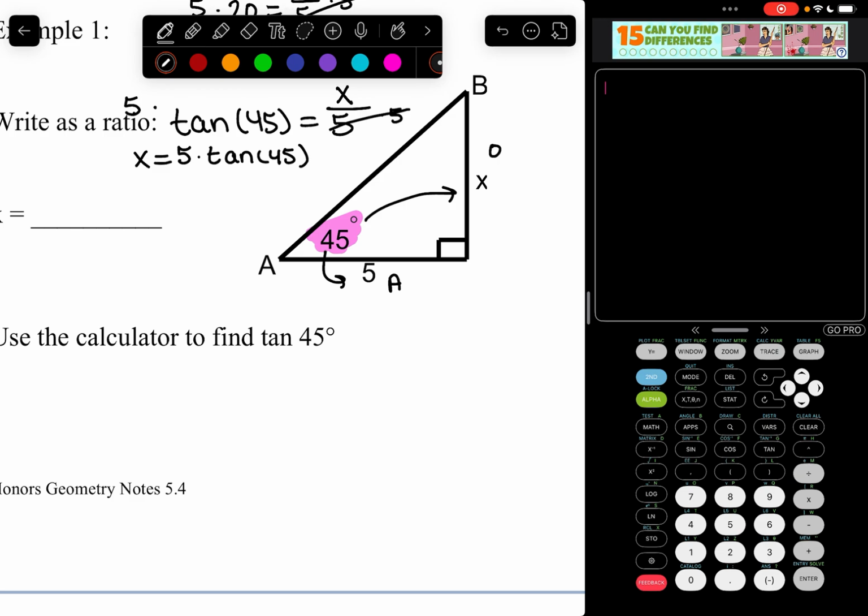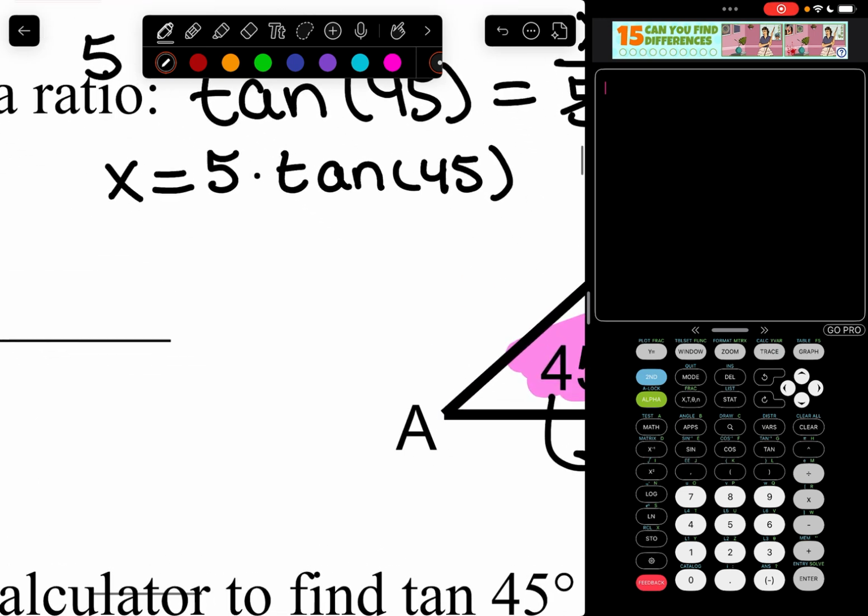Now, all I have to do is, as long as x is by itself, type in what I see. 5 times the tangent of 45, enter. The answer is 5.